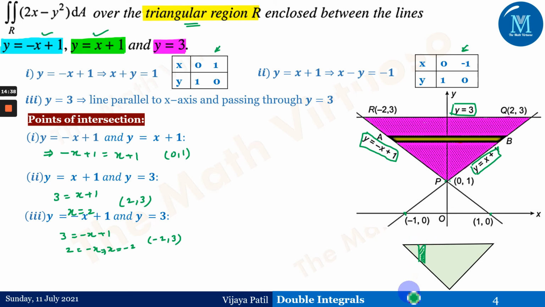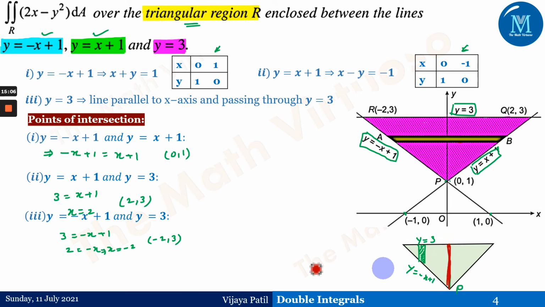Suppose we are drawing this particular strip over here. If you observe this strip, this is the y is equals to 3 line, and the other one is y is equals to minus x plus 1. This is a particular line. But whenever it is coming to this point, which is a point P over here, it would be very simple for us to have this partition.